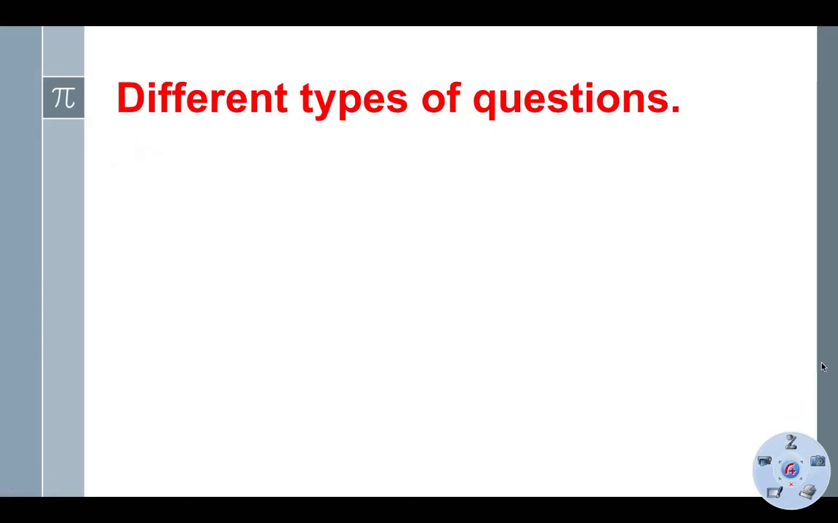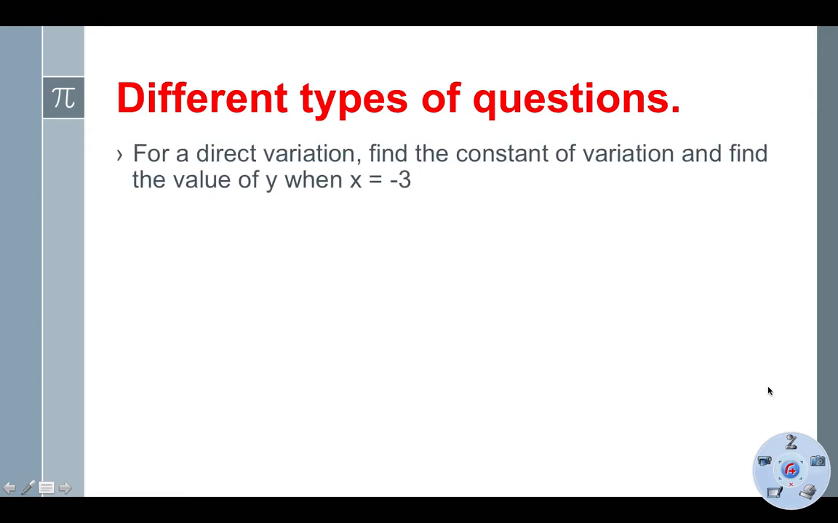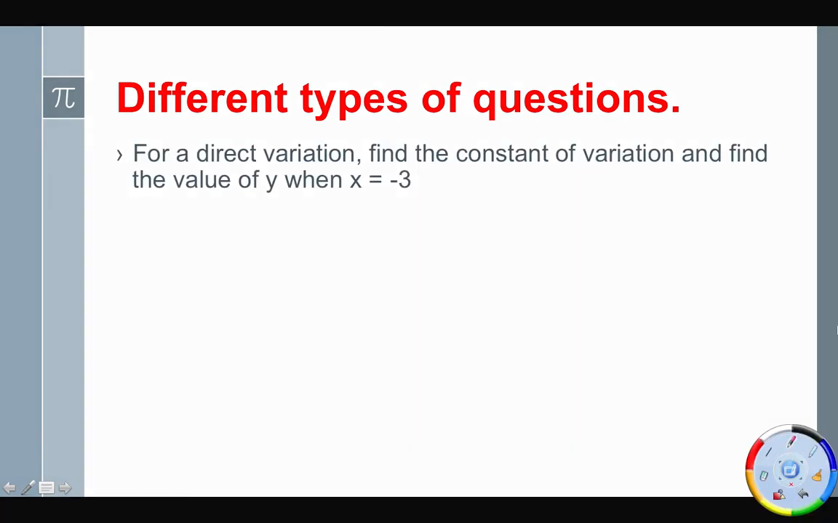All right, let's look at something else. We have different types of equations that we can ask here, and all types of questions are important to understand how to do them. So the first one would be, for a direct variation, find the constant variation and the value of y when x is equal to -3.